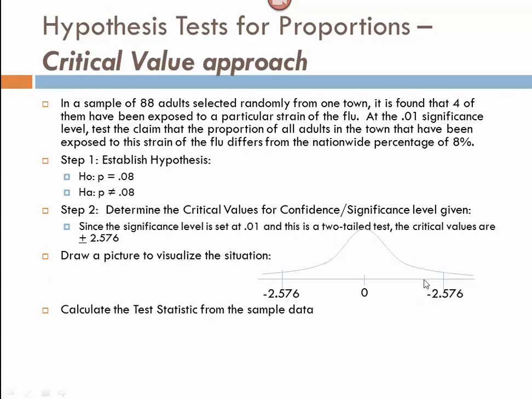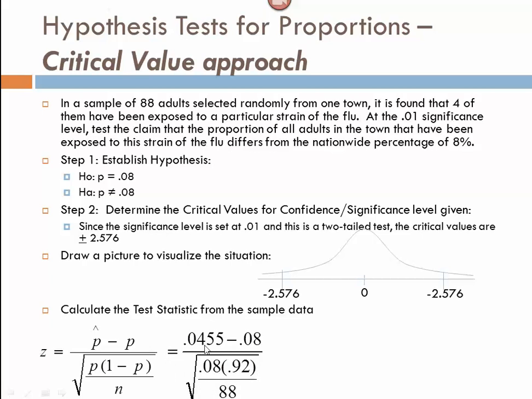So now we run our test. From our sample, we determined 4 out of 88 exposed to the flu in our town. If we find that value of p hat, we find that it's about 4.55%, or 0.0455. We always want to use the decimal form of the numbers. So we find the difference of that from the assumed 8%, which matches the nationwide percentage, and then we divide by the square root of 0.08 times 0.92 over 88.